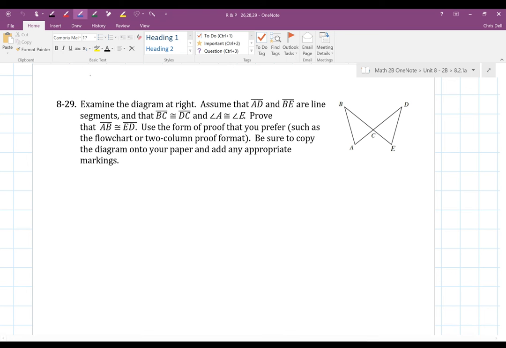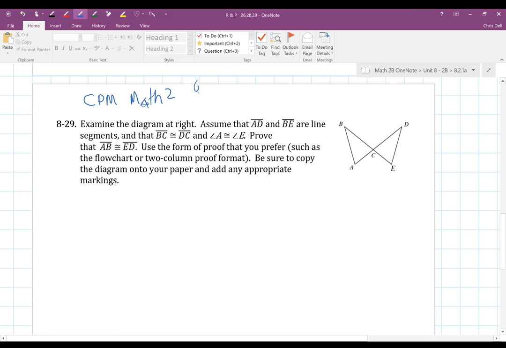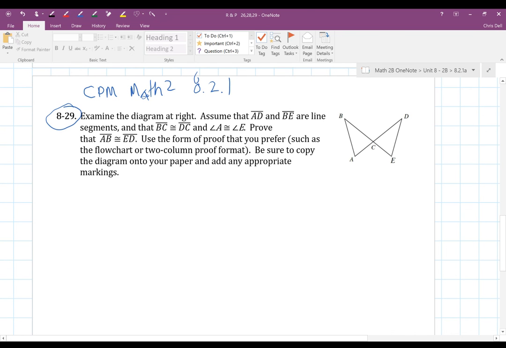This is a problem coming from CPM's Integrated Math 2, section 8.2.1, number 8-29. It says, examine the diagram at the right. Assume that segment AD and BE are line segments. So these are line segments that intersect, right?